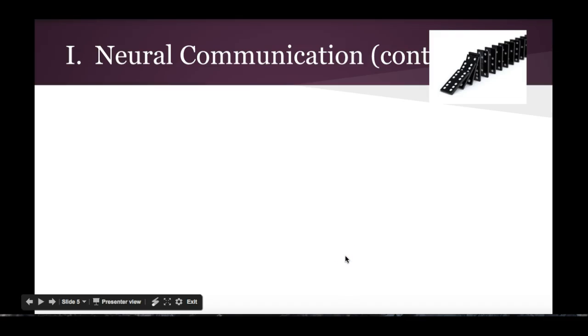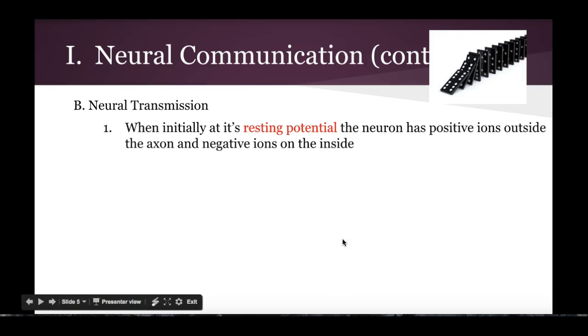Okay, so the last thing I wanted to talk about in here was neural communication. How do we actually communicate with our neurons? So, neural transmission. How do neurons communicate with each other? Well, to start off with, when it's initially at what we call our resting potential, the neuron has positive ions on the outside of the axon and negative ions on the inside.